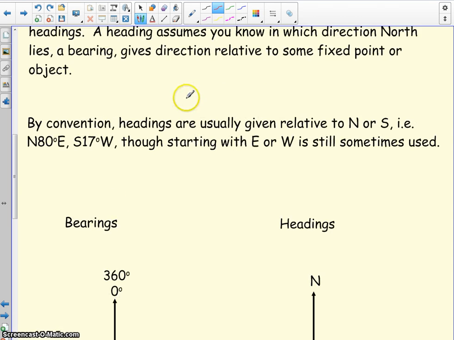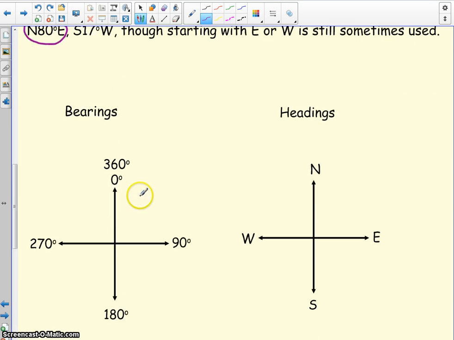Okay, so let's say, for example, I'm giving you a heading of north 80 degrees east. Well, the way you draw that, you start off by going north and then go 80 degrees to the east. So overall, your object, boat, plane, car, whatever, is going northeast, but you go north first and it's 80 degrees to the east of north. So the angle here with the vertical is going to be 80 degrees.